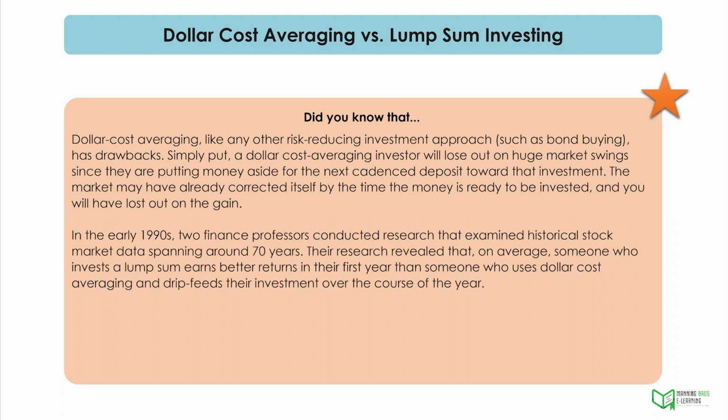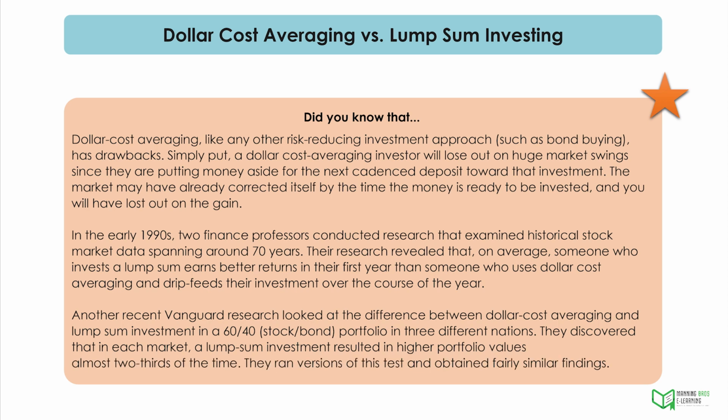In the early 1990s, two finance professors conducted research that examined historical stock market data spanning around 70 years. Their research revealed that, on average, someone who invests a lump sum earns better returns in their first year than someone who uses dollar cost averaging and drip feeds their investment over the course of the year. Another recent Vanguard research looked at the difference between dollar cost averaging and lump sum investment in a 60-40 stock bond portfolio in 3 different nations. They discovered that in each market, a lump sum investment resulted in higher portfolio values, almost 2/3 of the time. They ran versions of this test and obtained fairly similar findings.